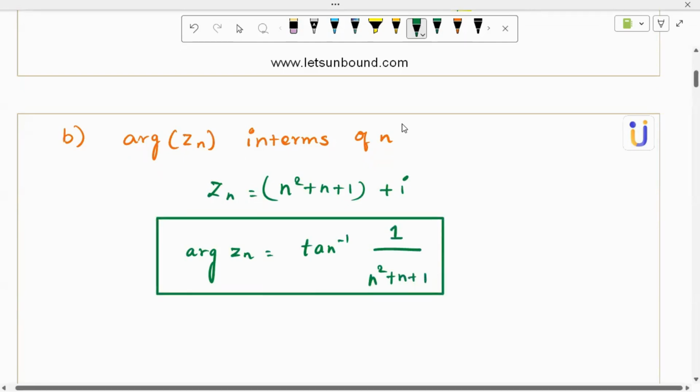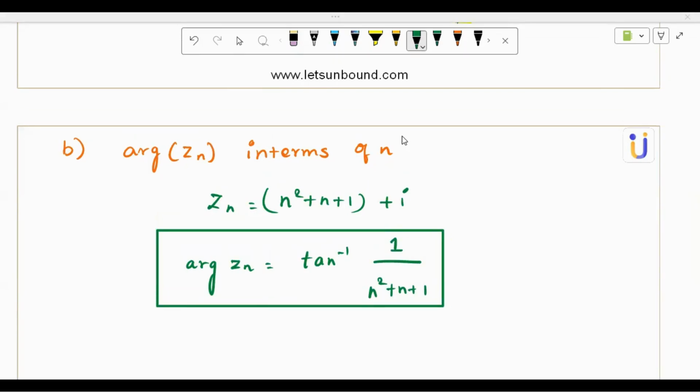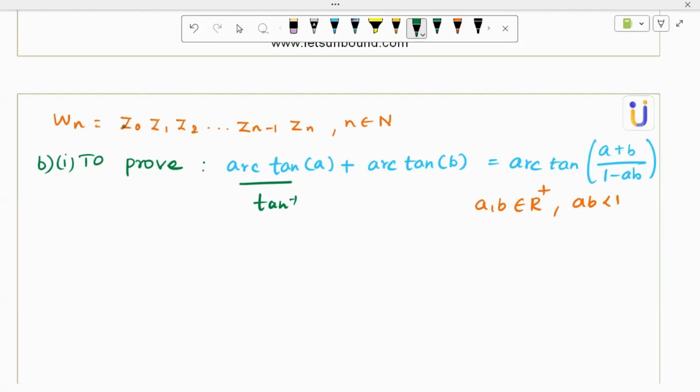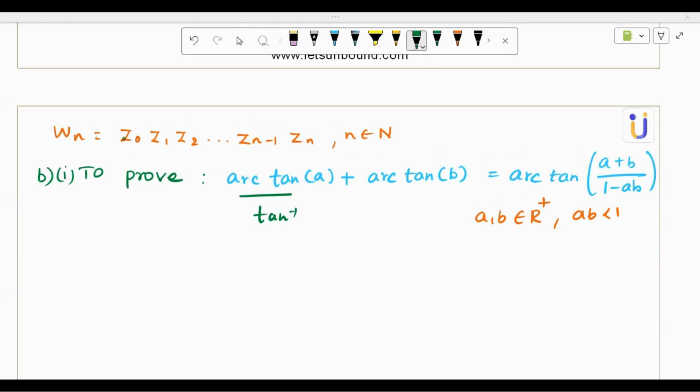No particular value here. And moving forward, the next part is when Wn can be represented as a product of the complex numbers Z0 times Z1 times Z2 and so on up to Zn, n belongs to natural numbers. We need to prove the first part is arc tan a plus arc tan b equals arc tan of a plus b over 1 minus ab. So arc tan is nothing but tan inverse, right? So I'm going to use tan inverse for simplicity. And let's start with this.